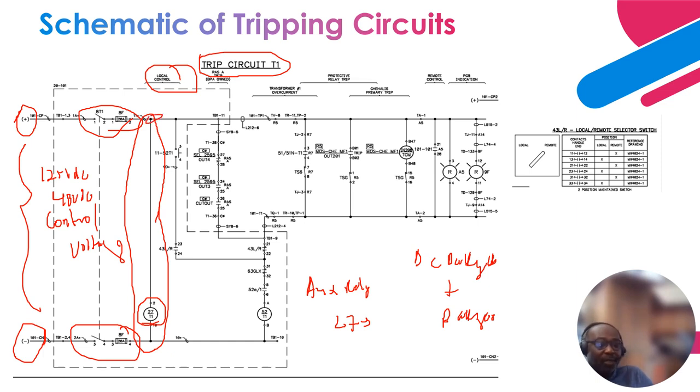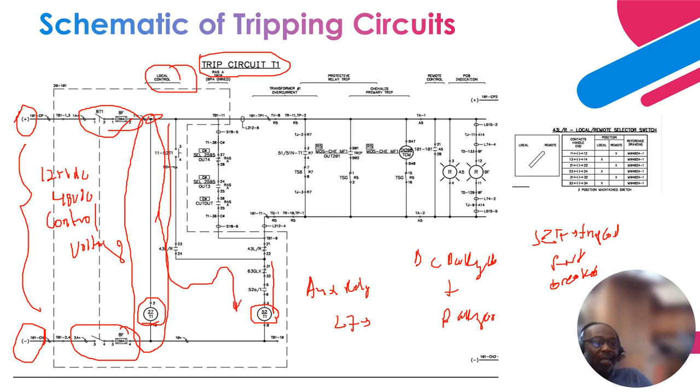So next is 52T1, as you can see over here. 52T1 is the trip coil for the breaker. That is the trip coil for the breaker. And it tells you all the permissives, right from here. Let's take a look at this path.